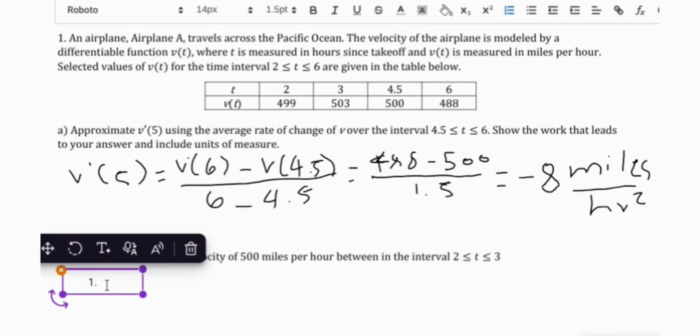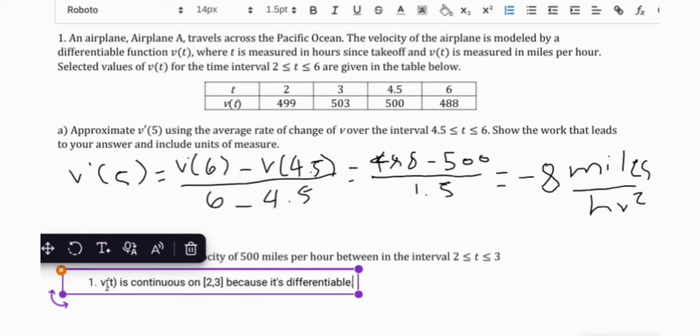So first of all, we know that v of t is continuous on 2 to 3 because it's differentiable. Let's think back to the reasons a function is not differentiable. A function is not differentiable if it's not continuous. So if this function here is differentiable on the interval 2 to 6, that means functionally it has to be continuous on the interval 2 to 3.